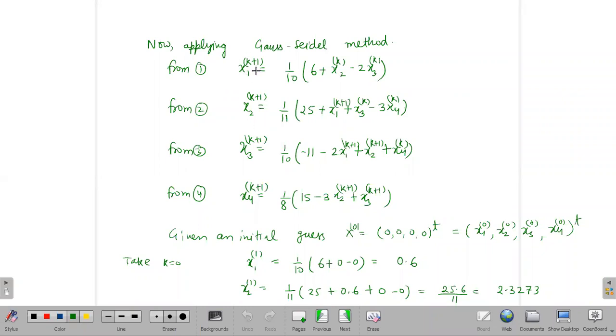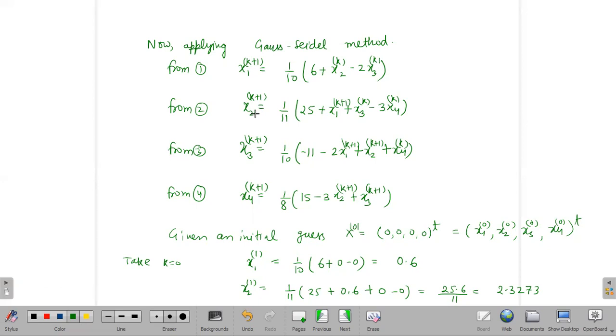So the first component will be in terms of kth iteration only, that is x_k and x_k. Means if there is x4 also, that also is in terms of kth only. So here you will use only the previous components. Now you have found the first component of the k plus 1th iteration.